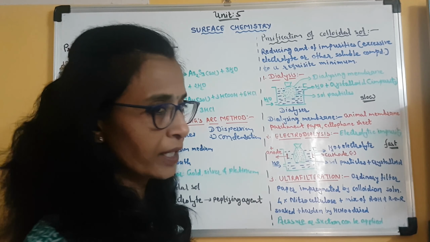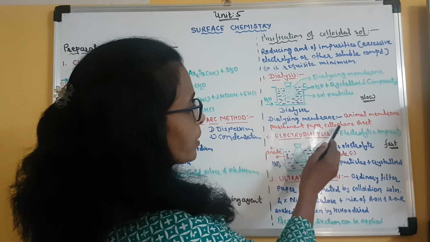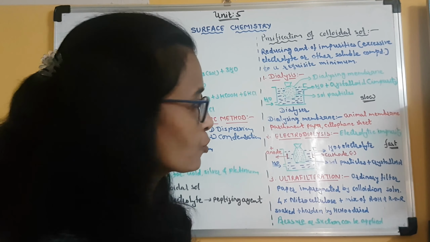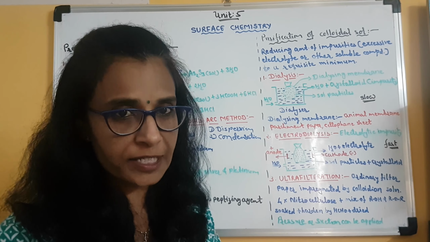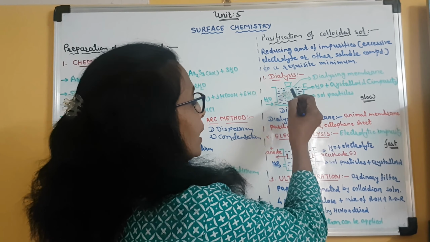So out of these three, generally parchment paper or cellophane sheet is used. Animal bladder we cannot use for the dialysis process. Clear? Dialysis occurs when some person has a kidney problem, then artificial dialysis is carried out. When his kidney stops working, it stops purifying the blood, then that patient is put on artificial dialysis. So here the dialysing membrane of this bag is either parchment paper or cellophane sheet.